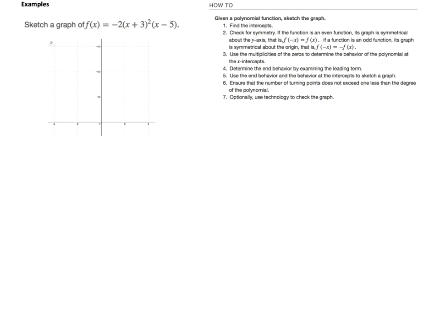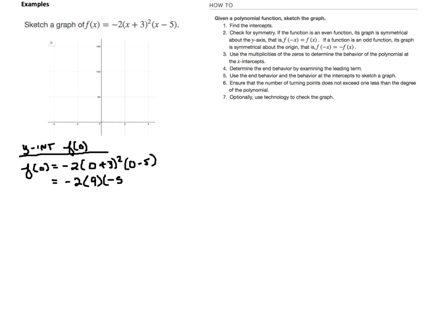All right, so we want to start out by finding our intercepts. We'll start with our y-intercept since that one's the easiest, and that is when you plug in 0 for x. So f of 0 is equal to negative 2 times 0 plus 3 squared times 0 minus 5. So this is negative 2, 3 squared is 9, times negative 5. So negative 45 times negative 2 is positive 90. So I have a y-intercept of (0, 90). And I can go ahead and put that onto the graph. That's right here.